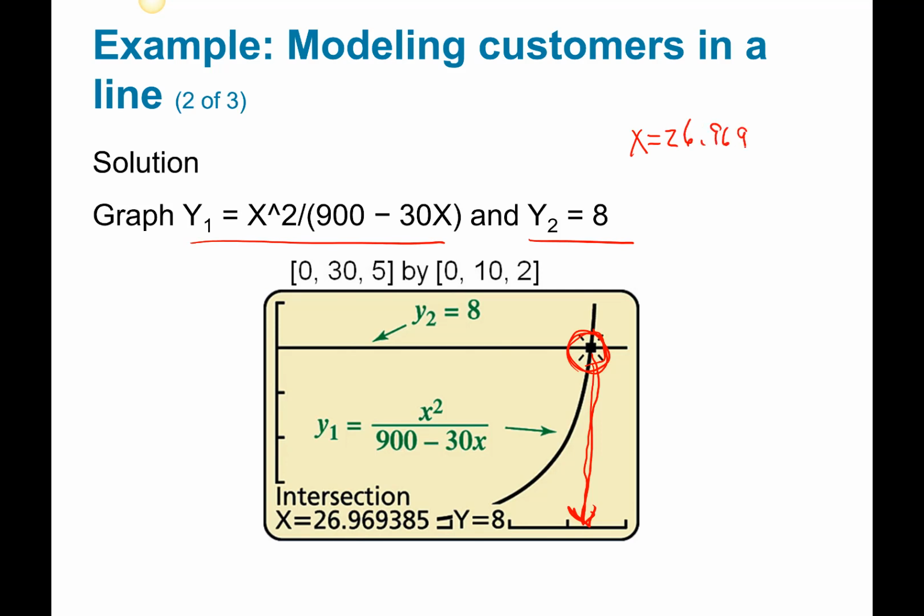26.969. Now be careful, x represents what? Customers. Can we use a decimal? No. If you've got 0.7 of a customer, you've got a problem. It's time to call EMS. Okay, or maybe too late to call EMS. So this is really going to be x equals what? 27 customers.